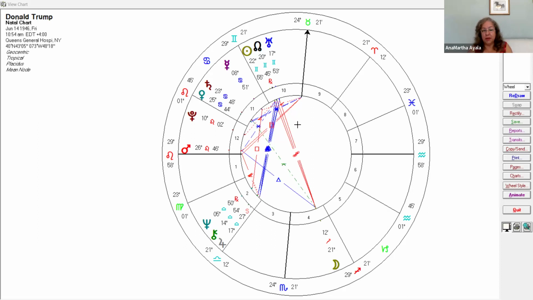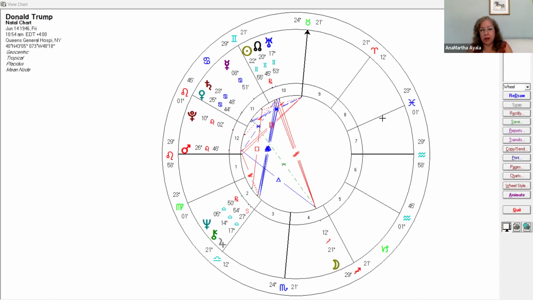he needs to be careful if he should become president again, because obviously it didn't happen while he was president the first time, right? But if he should become president again, he needs to be very careful because it talks about being killed. And the eighth house starts in Pisces, and this is the 23rd degree, so it's an Aquarius degree, right? Uranus.